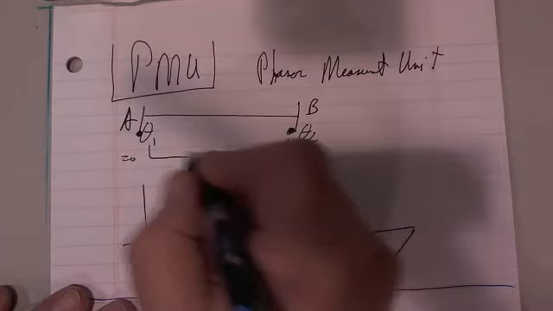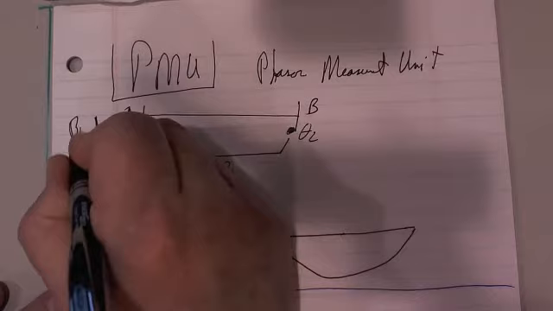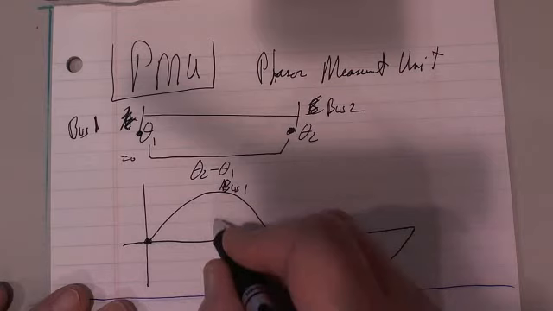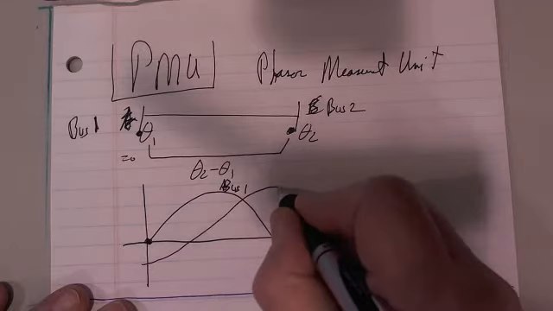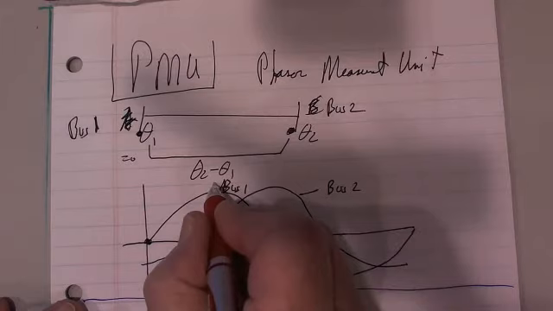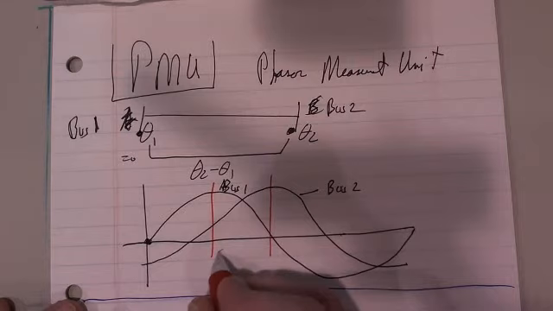Let me call this bus 1. Bus 1, bus 2. So here's bus 1 here. Okay. So this is theta 1. And then I've got this other thing that comes like this. And this is bus 2. And what we need to measure is the time difference, delta t.